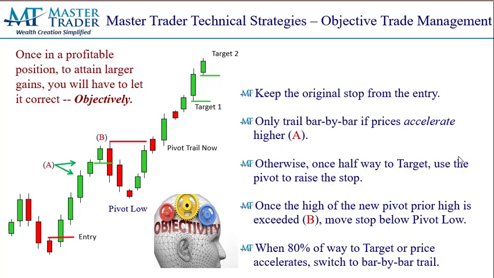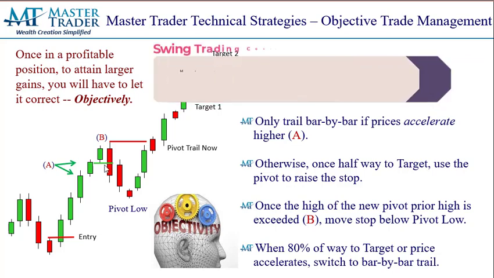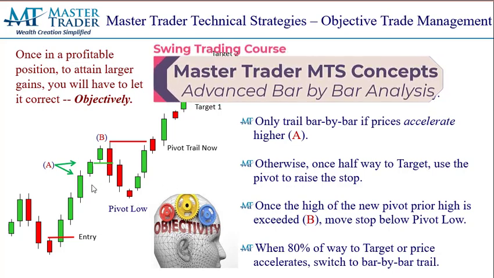Otherwise, once you're halfway to target, we're going to use pivots to raise the stop. This is a pivot low in an uptrend. It'll be the reverse for a downtrend. What is a pivot low? We define it as 3 higher low bars to the left and right. Once you have those 3 to the left and the right, that is a new pivot low.